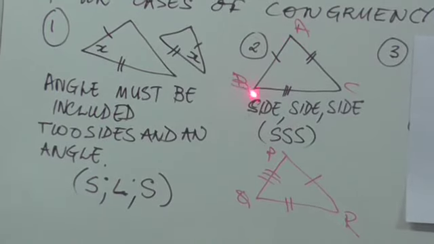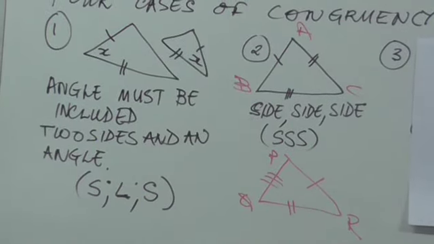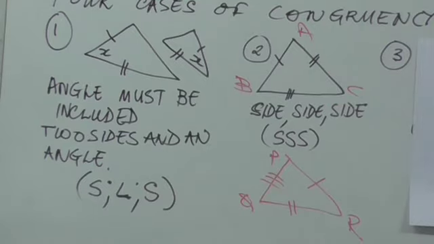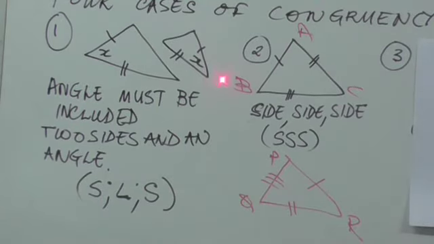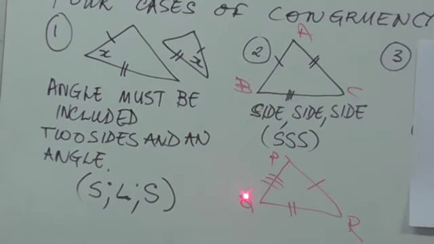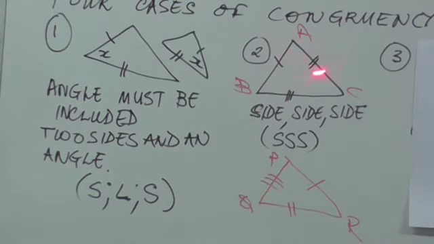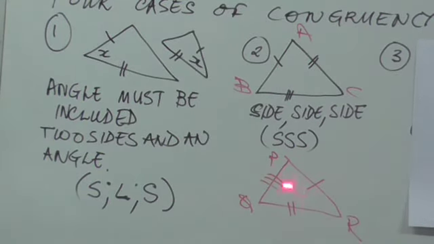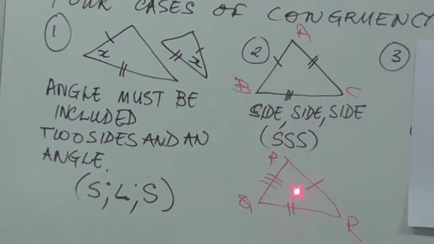AB is equal to PR. AC is equal to QR. BC is equal to PQ. So 3 sides of this triangle are equal to 3 sides of this triangle. Therefore, these 2 triangles will be congruent.